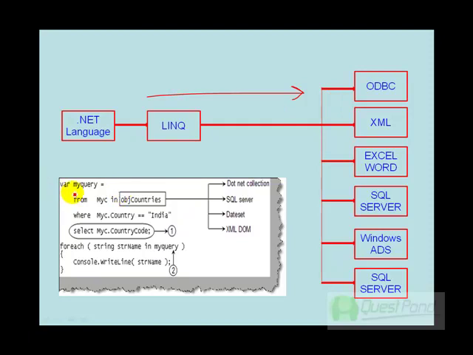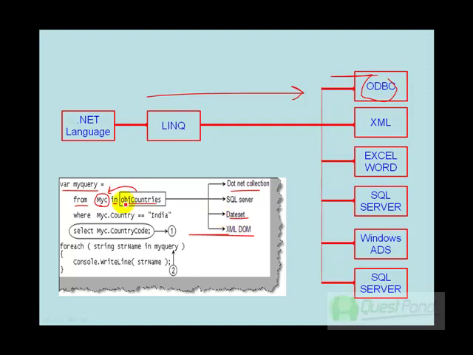So how do you write a LINQ query? It's not like a select query, so it's a bit different. You define a variable like myQuery, which will be used to build the query. Then you say from myC, which is your temporary variable, in OBJ countries. What it is saying is: please fetch data from OBJ countries into myC. Now this OBJ countries can be an ODBC data source, a .NET collection, a data set, anything you can think of.